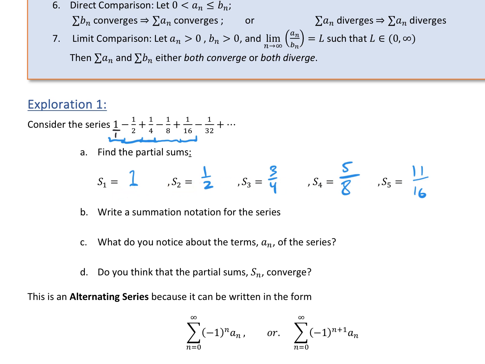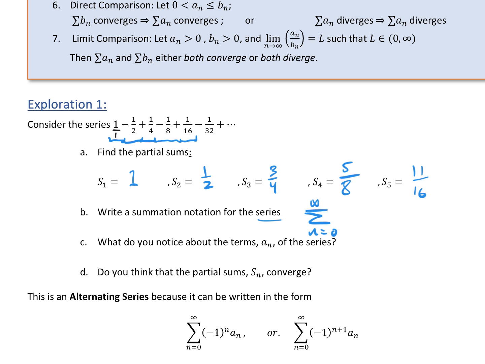Well, the denominators again are going 1, 2, 4, 8, 16, and we got 1, 3, 5, 11. Almost looks like this should be 7, huh? But it's not, so watch out. So let's write a summation notation for the series here. Not for the partial sums, for the series. Okay, so this is the sum as n goes from 0 to infinity.